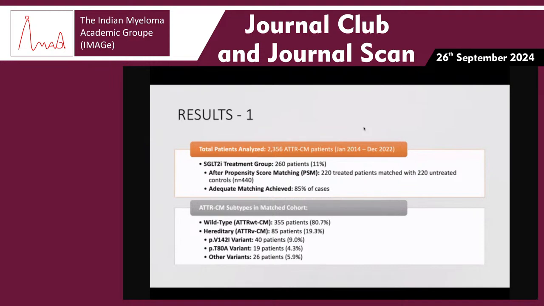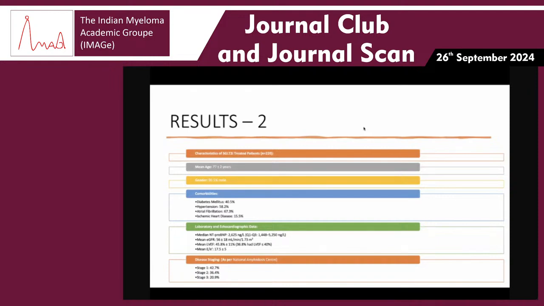The subtypes in this study: 80% of the patients had wild type, 19% had hereditary ATTR cardiomyopathy, out of which 9% had variant V142I, and 4.3% had T60A. The mean age was 77 years plus or minus 2. 90% of the patients were males. The most common comorbidity was atrial fibrillation, followed by hypertension, diabetes, and ischemic heart disease.